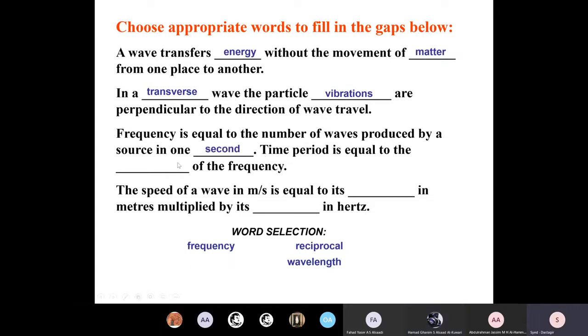Come on, guys, in 1 second. Frequency in 1 second. So time period is equal to the something of the frequency. So this is to do with the equation. You can tell me. Oh, okay, guys. You were typing it in. Yeah, second. So what's the next one then? What's the next one after second?